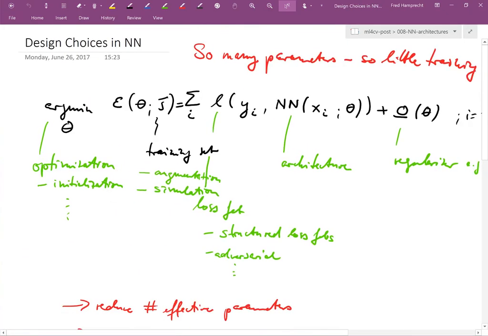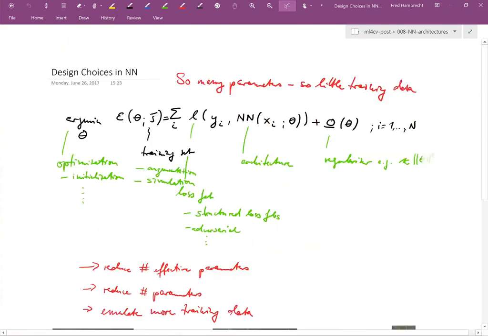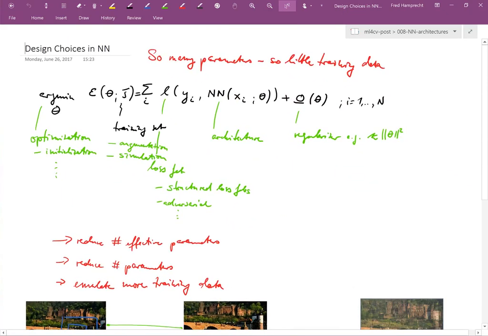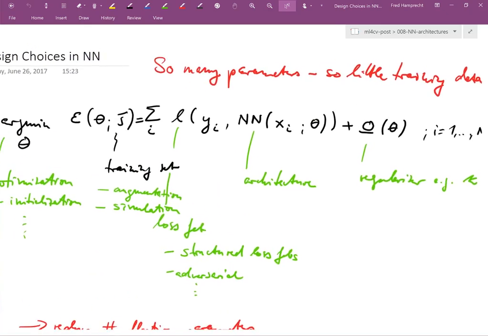Okay, I want to start today by pointing out the many design choices that we have. And only one of them is architecture. And I want to talk today mostly about this one design choice, architecture.